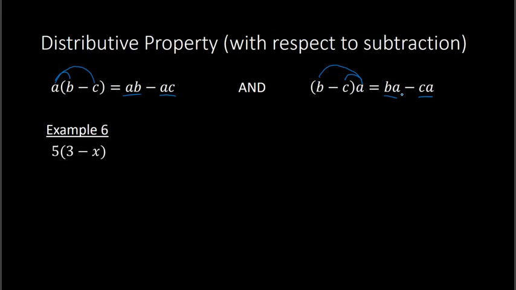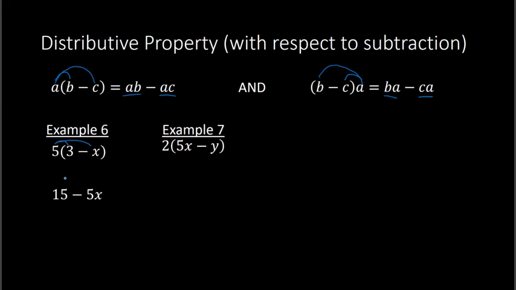So here's an example. We have 5 times 3 minus x. To distribute, I take 5 times 3 to get 15, then 5 times x to get 5x, and then the sign is negative in between. So it's 15 minus 5x.